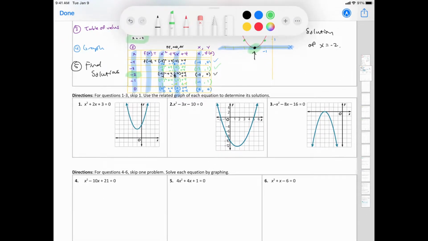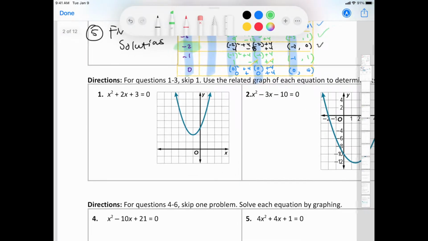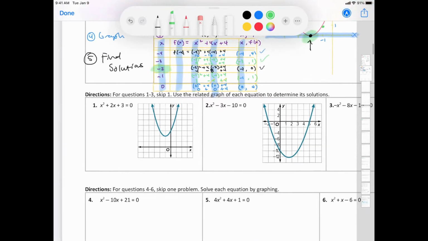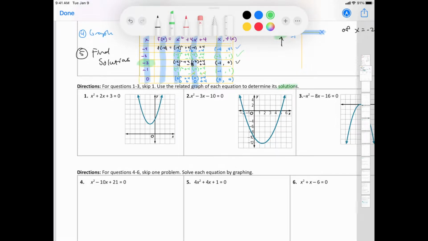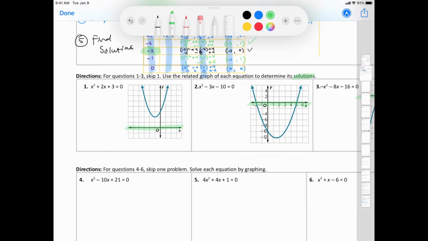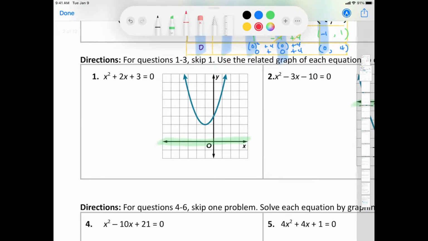For questions 1 to 3, skip one problem and use the related graph of each equation to determine its solutions. So let's go over here now. Question number 1. Remember, we talked about how solutions are where it crosses the x-axis. So for question number 1, does it cross the x-axis? The answer is none, or no real solution. So again, if you say 0 times, we're saying that means none.